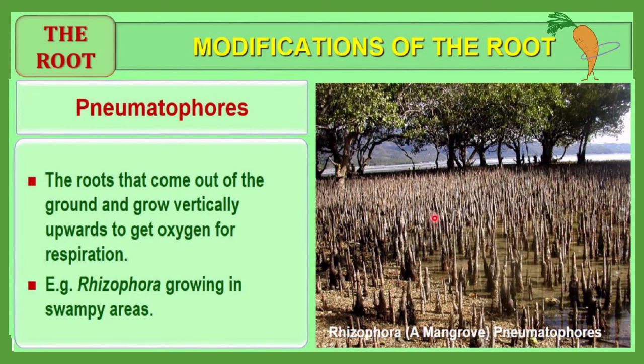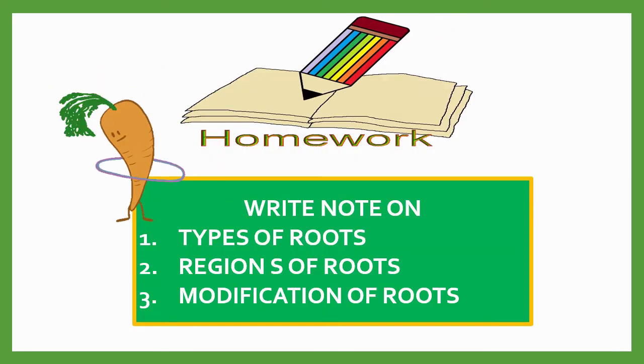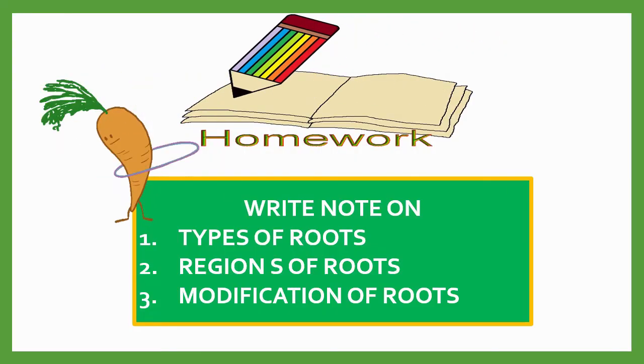As a result, you can observe these structures outside the water body and the soil. The roots come out of the ground and grow vertically upward, to get oxygen for respiration. In this way they get oxygen due to the presence of pneumatophores. An example is Rhizophora growing in the swampy area, which is a mud-containing area where you will observe this type of roots. This is your homework for today's lecture.